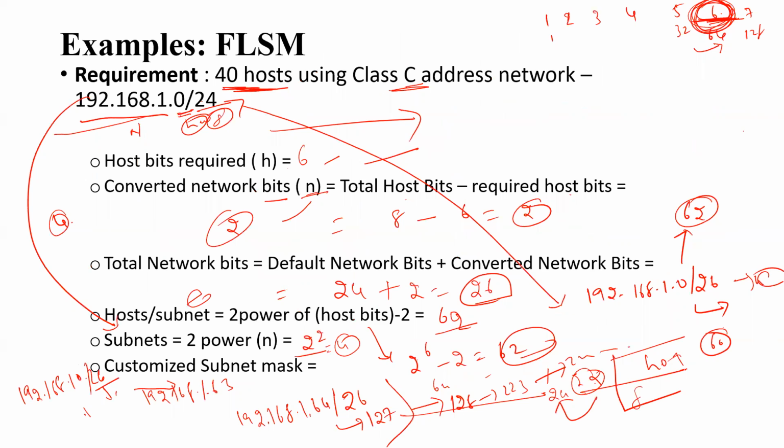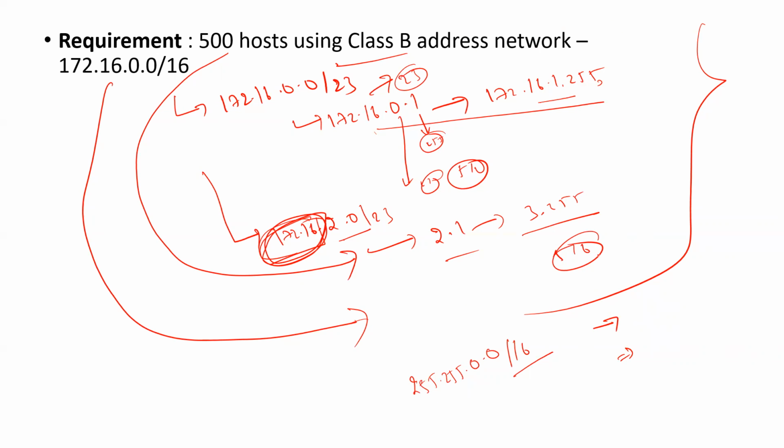In this case, what is the nearby value? 8, 16, 24, 32. So here it is 24. 24 minus how many bits are we taking? 23, right? That is 1. So 2 power of 1 is 2. Next, 256 minus 2, 254.